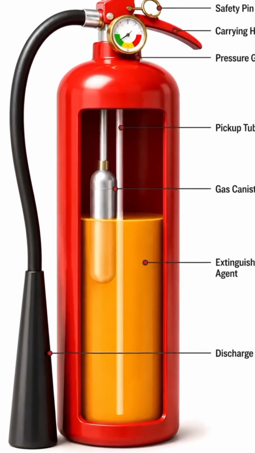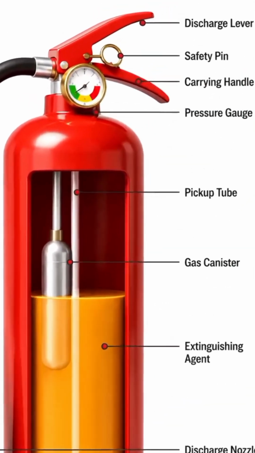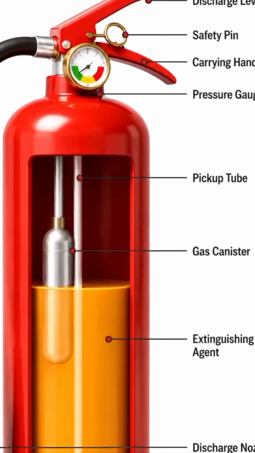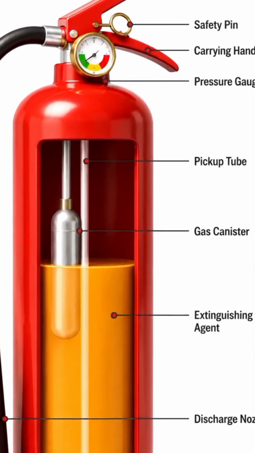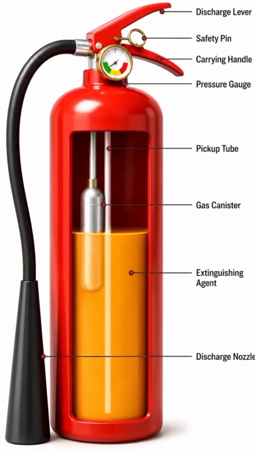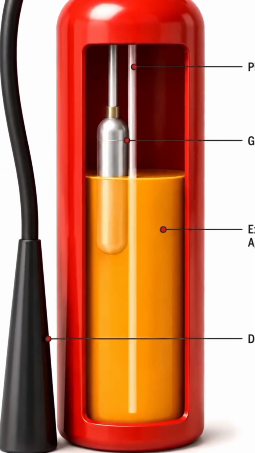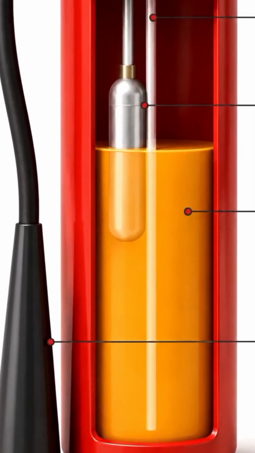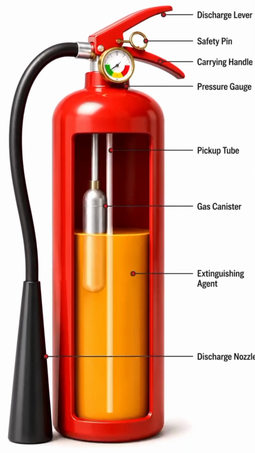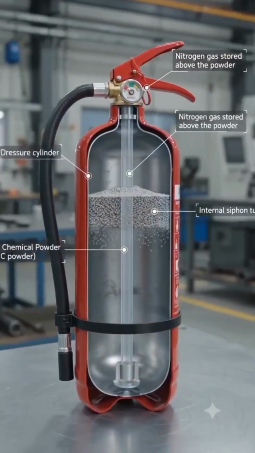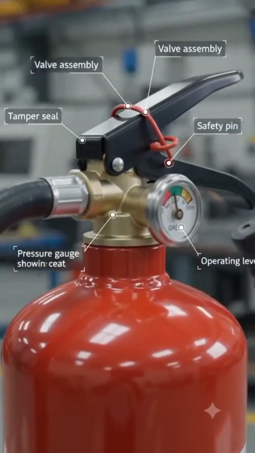Running from the top valve assembly all the way down to the bottom of this agent reservoir is a long vertical tube known as the siphon tube or dip tube. When the extinguisher is operated, the internal pressure forces the extinguishing agent upward through this siphon tube, directing it toward the valve mechanism.